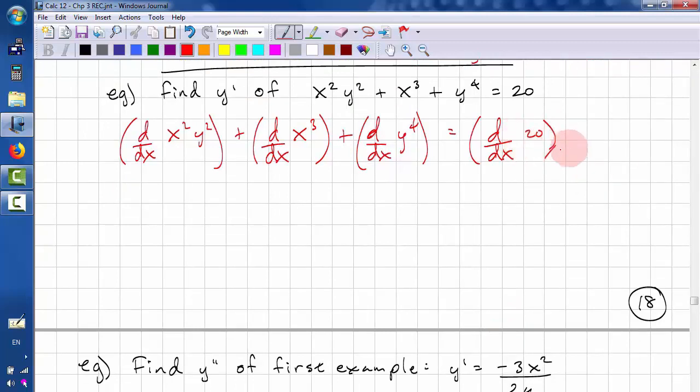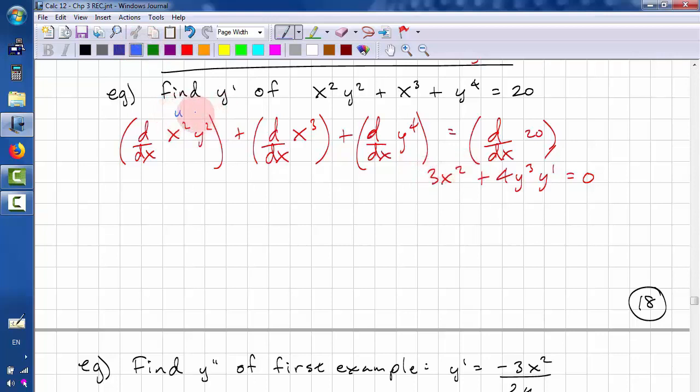We start with this because it's easy, so that's 0, the derivative of a constant. Here, we want to do y prime and then the derivative of this. So we're doing dy dx and then d dy of y to the power of 4. And we always want to put the y prime last by convention. 4y cubed y prime. Derivative of this, 3x squared.